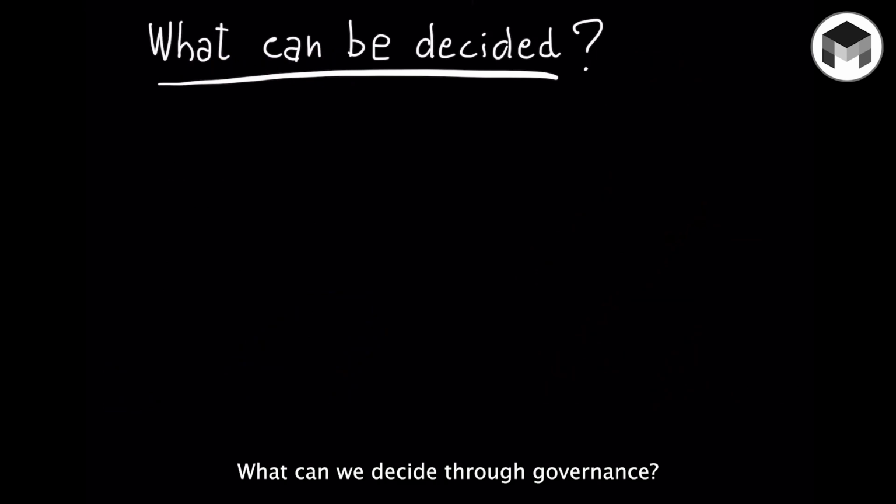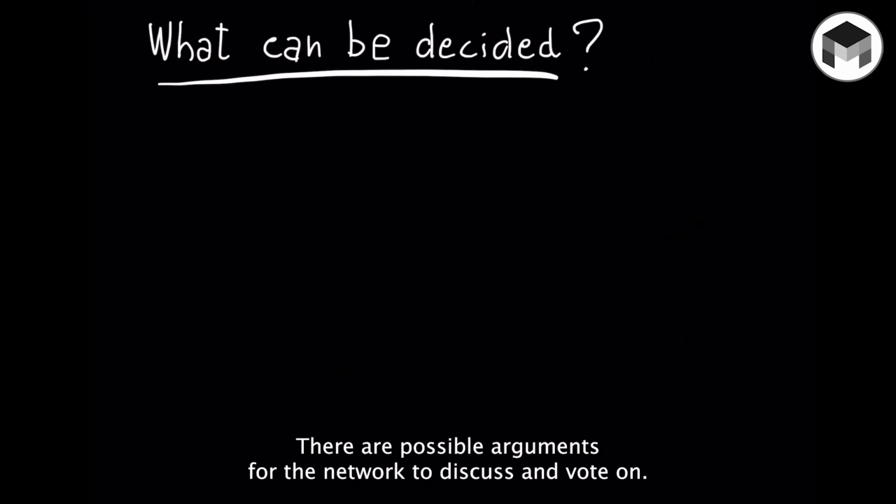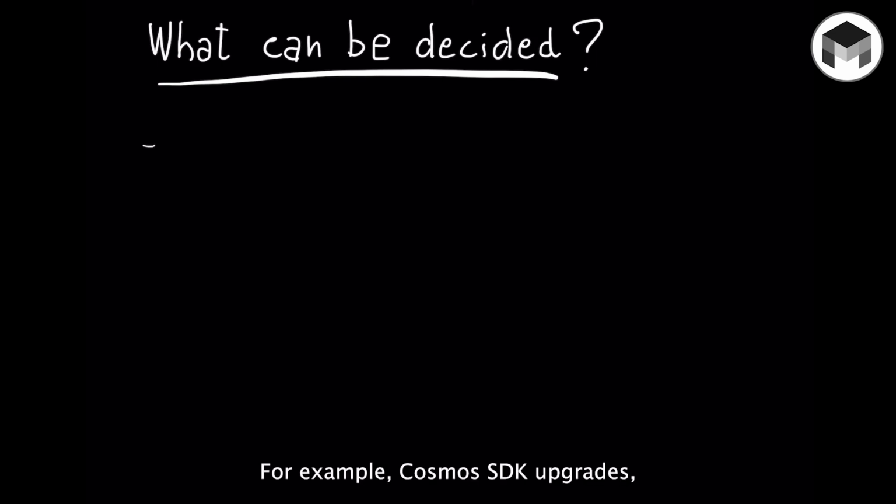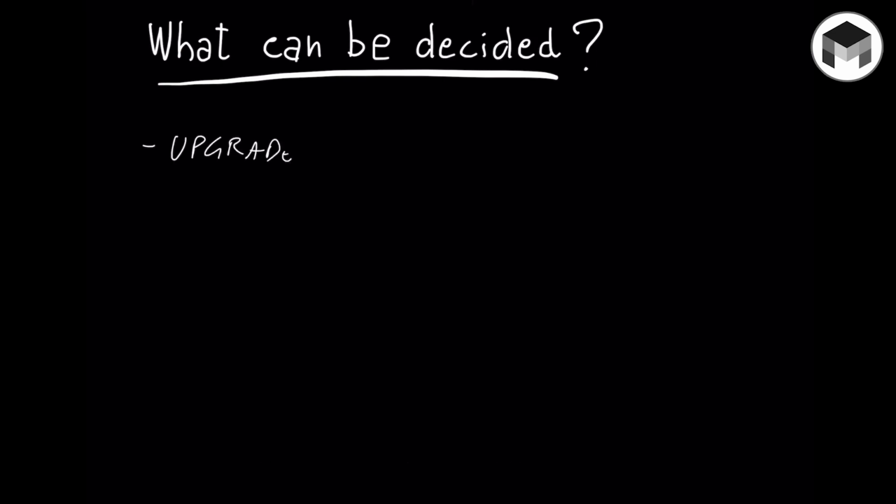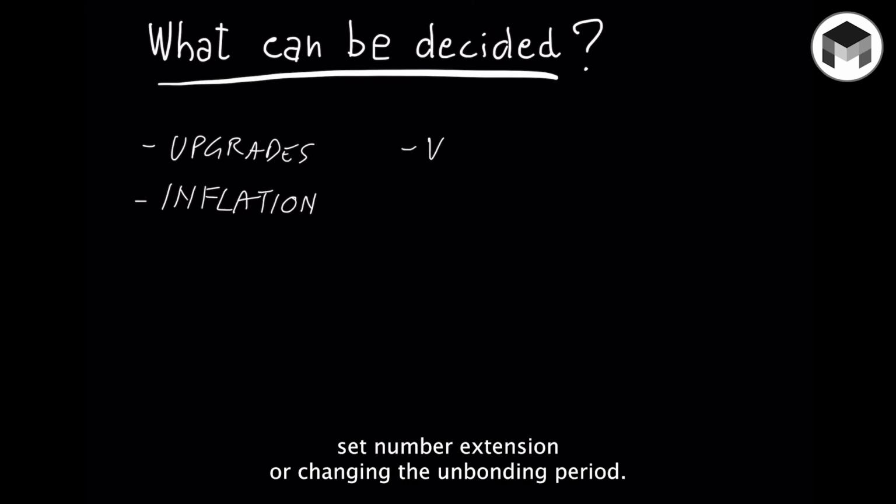What can we decide through governance? There are possible arguments for the network to discuss and vote on, for example, Cosmos SDK upgrades, inflation adjustments, validator set number extension, or changing the unbonding period.